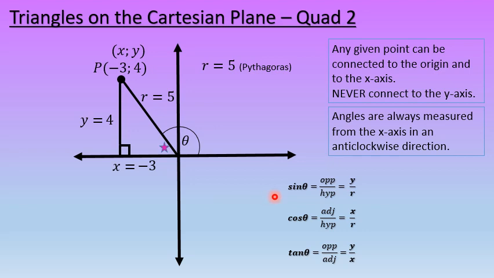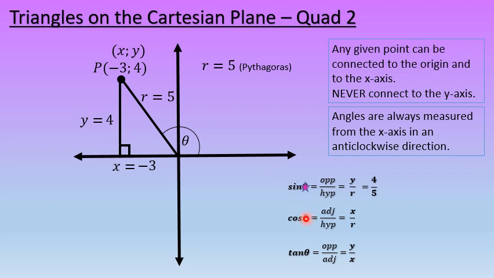So now, if we were asked to find the value of sine theta, cosine theta, and tangent theta, we could use shade your rear again. Sine of theta is y over r. Now, that little star is actually theta, although we never write it like that. And our y value, as you can tell, is 4, while our r value is 5.